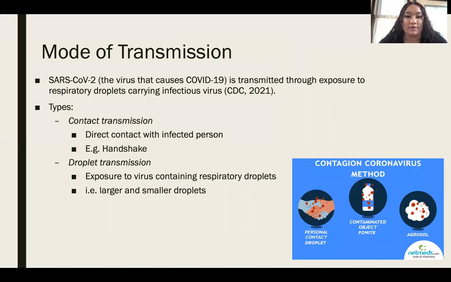There are two types of transmissions, the first being contact transmission, and this is direct contact with an infected person. An example would be handshaking or touching a contaminated object. The second type of transmission is droplet transmission, and this is exposure to a virus containing respiratory droplets.